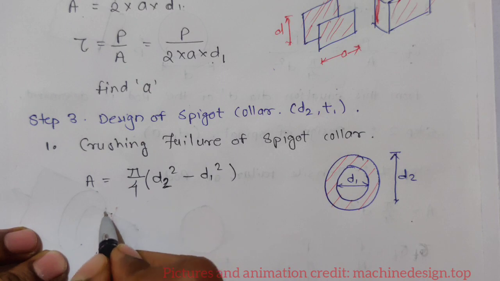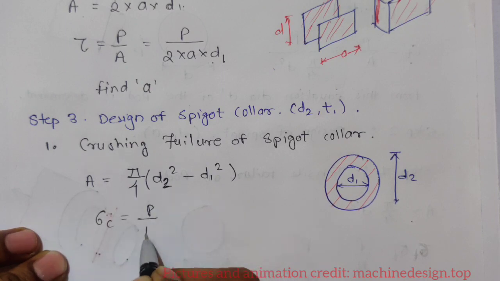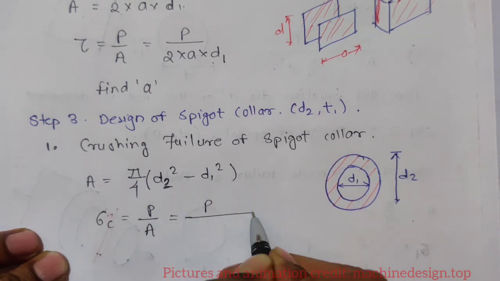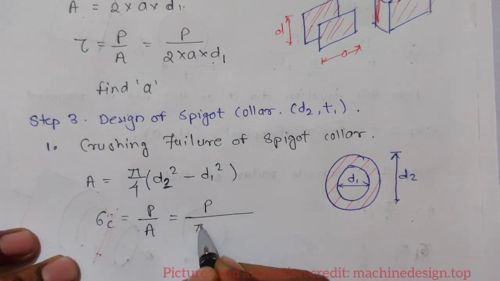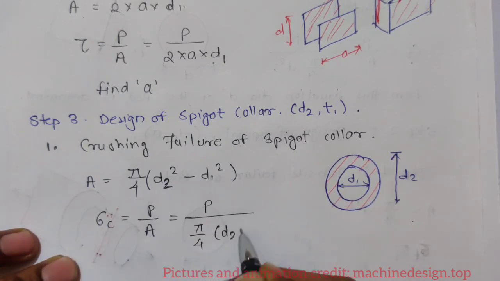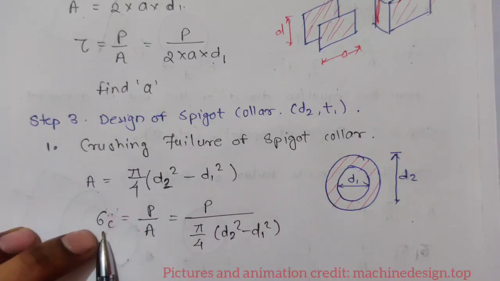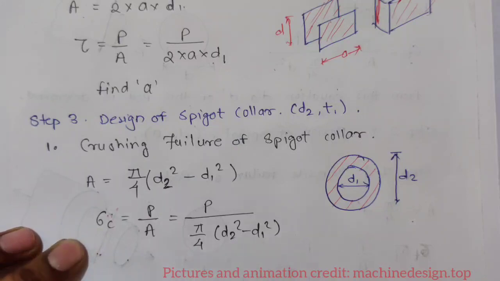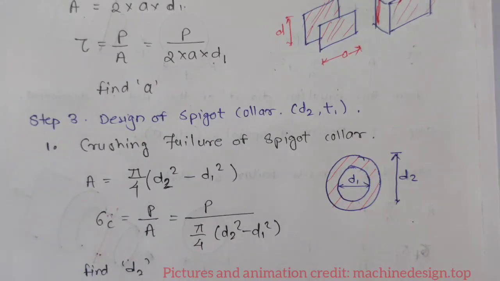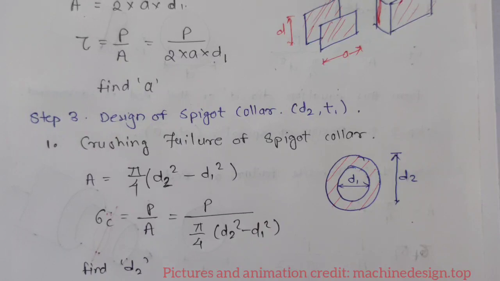So now we know sigma crushing is equal to force upon area. Force is given in question, so P upon pi by 4 (D2 square minus D1 square). D1 value we know, P we know, sigma C we know, so D2 we can find. Okay, so now from this equation we can find value of D2.